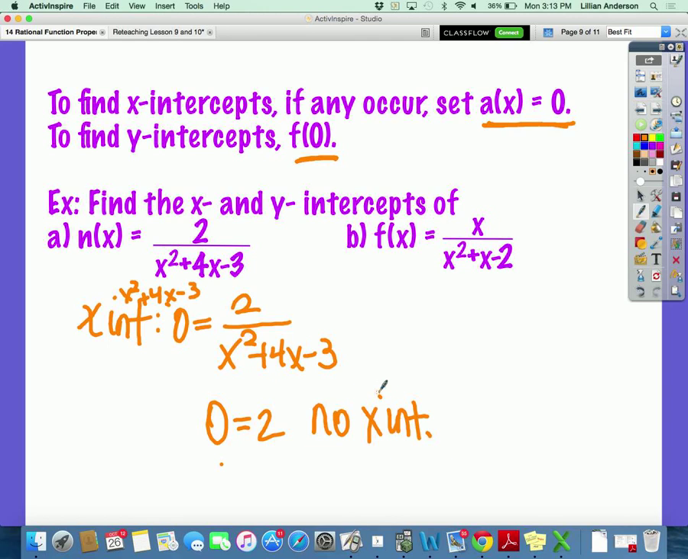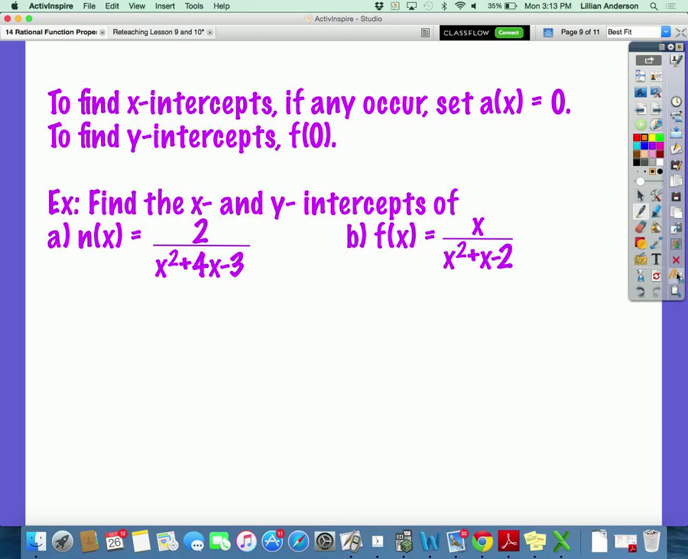Is that possible? If there's no x-intercept, then what's happening at the x-axis? There's an asymptote.